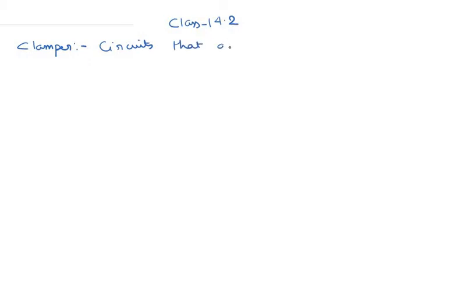Circuits that alter or change the DC level of a signal. Now let us consider this circuit here.